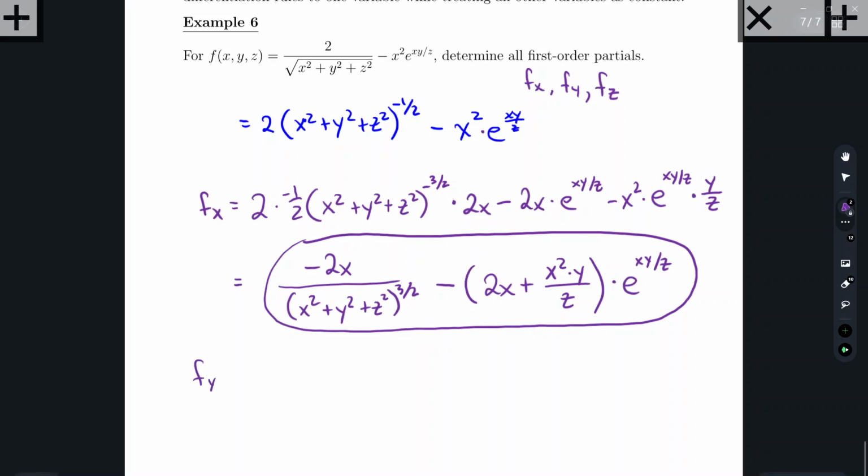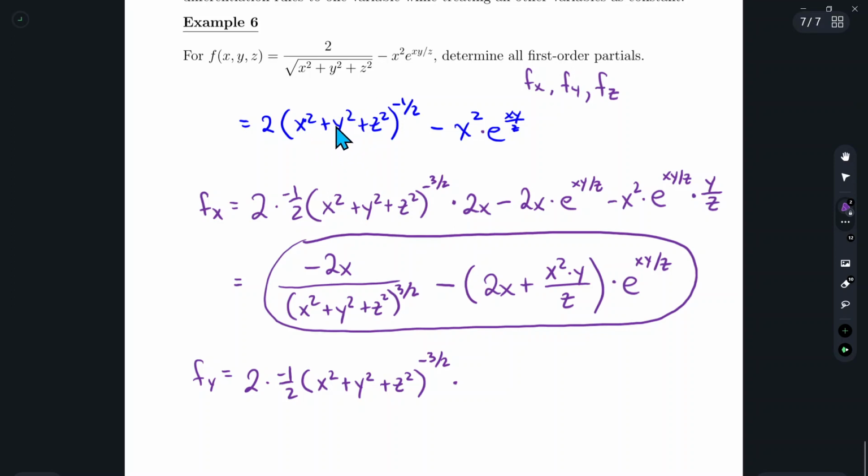So now let's take a look at the partial with respect to y. Going back to the original function here, the first part needs the chain rule again. So 2 times negative 1/2, the inside stays the same, subtracting 1, so this is minus 3/2, and then times the derivative of the inside. Now y is the variable, and this whole thing is a constant, so that goes away. So the derivative of y squared is just 2y.